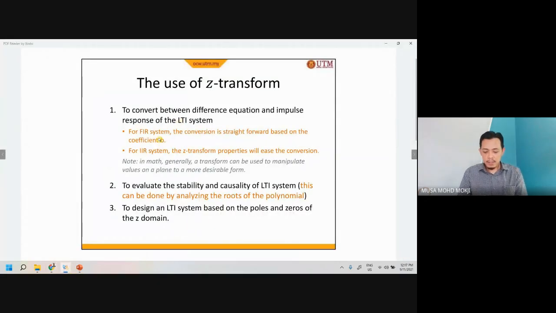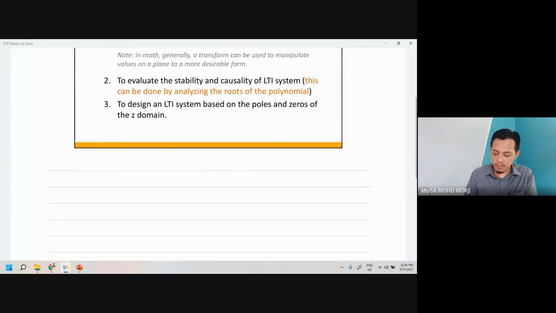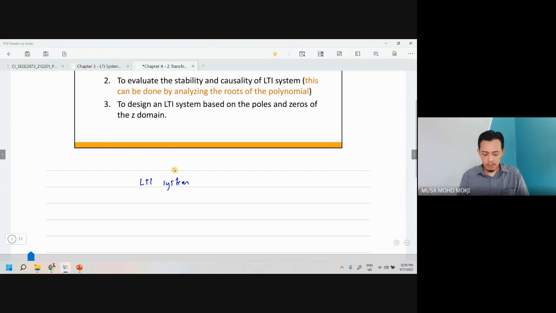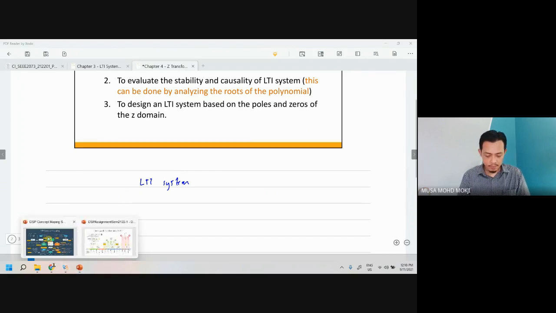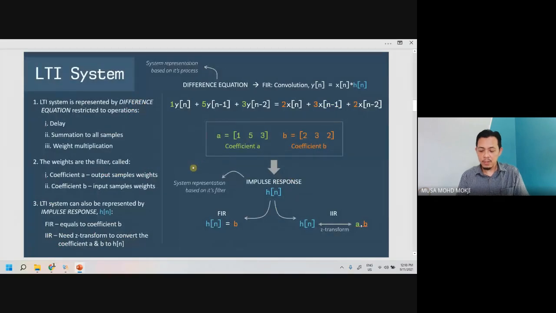Okay, so let's read this one for FIR system. This is what we have done last week. The conversion is straightforward based on the coefficient B. Let's recap a bit on that one. Let's say we have an example of an LTI system. Actually, I have a better slide for that one.